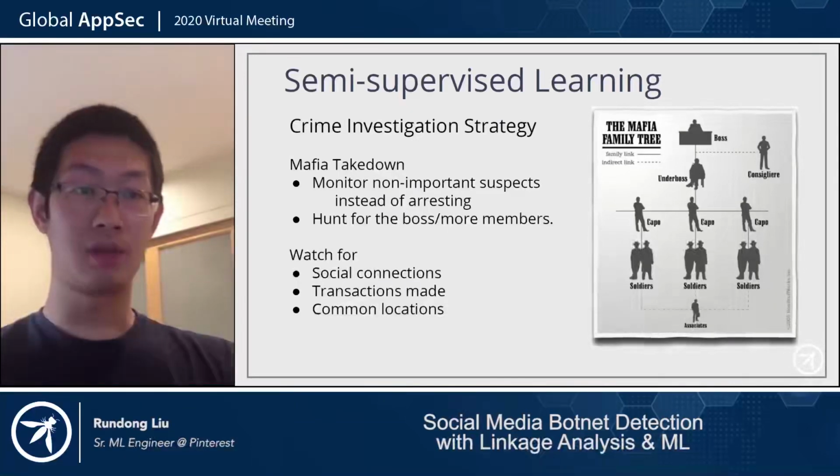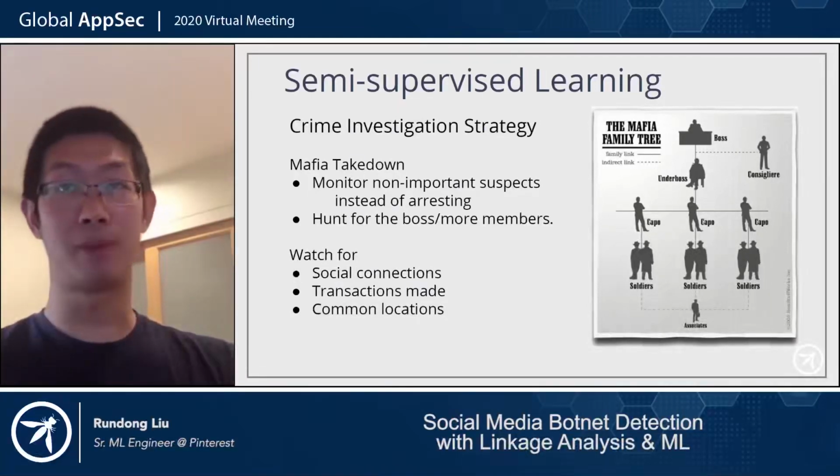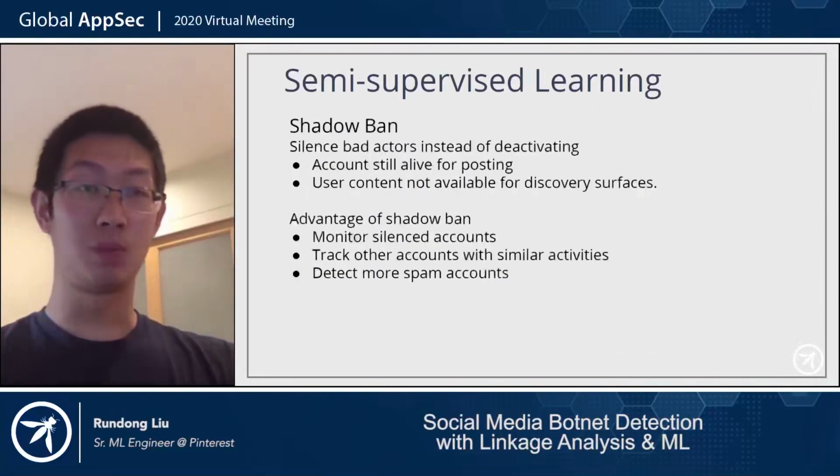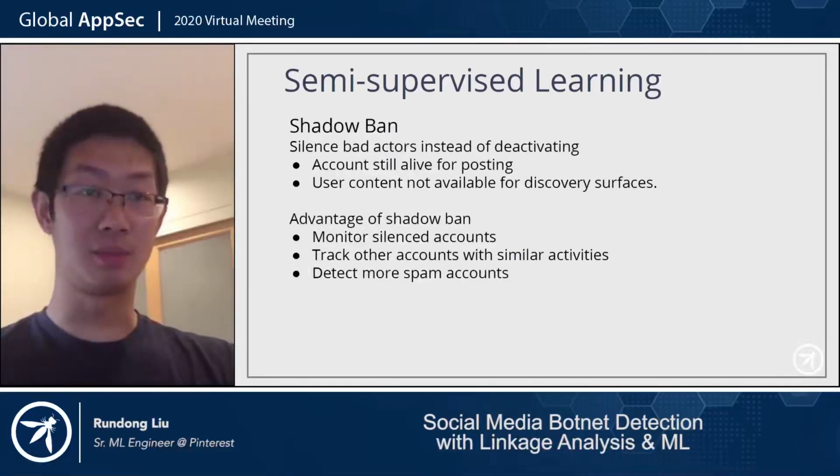They look for evidence like social connections, transactions made, or their common home locations. And similarly, in social spam detection, we could also take similar steps, but with a different concept, shadow ban. So what is shadow ban? Shadow ban means when we identify some bad actors, instead of deactivating them immediately, we silence them.